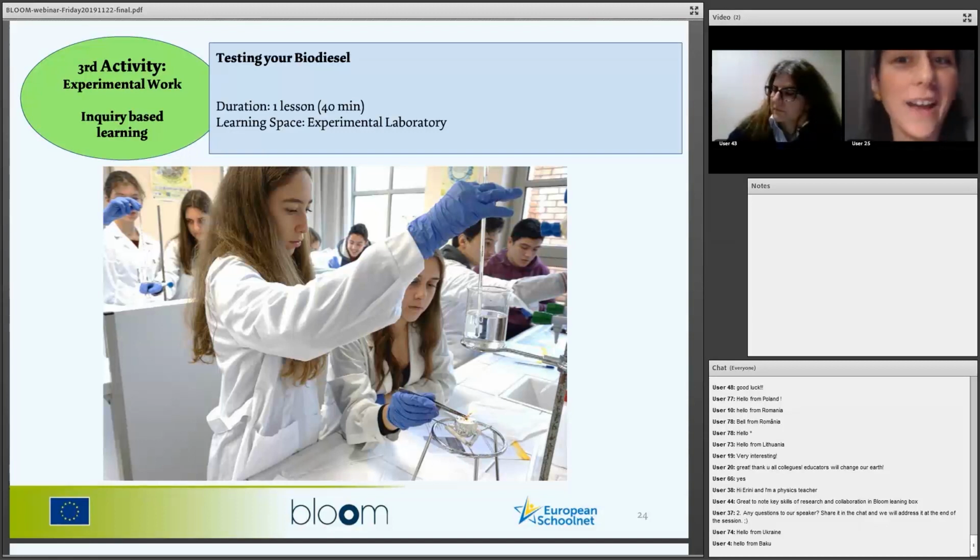Our third activity and second experiment was to finally have the chance to test our biodiesel. How did we test it? We burned it. It was really important to actually test your fuel to see if it works. So we burned our fuel and measured the heat of combustion. It was nice because we also had the chance to compare it with another fuel, petrol. This is a bit dangerous, so I didn't let them do that. I did it on my own.